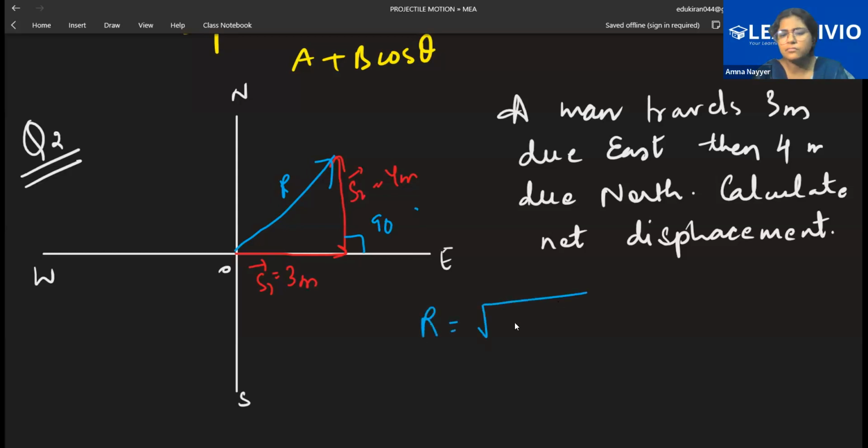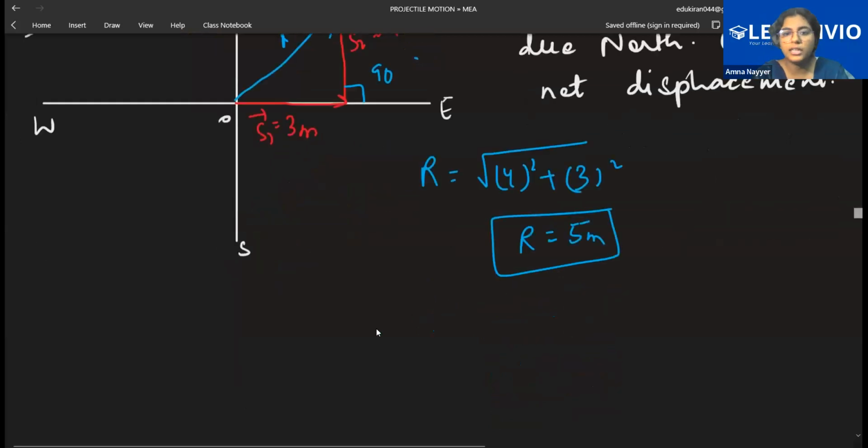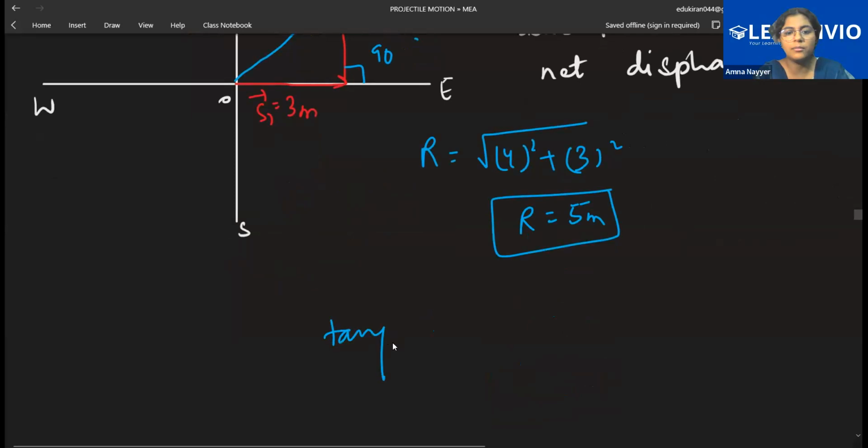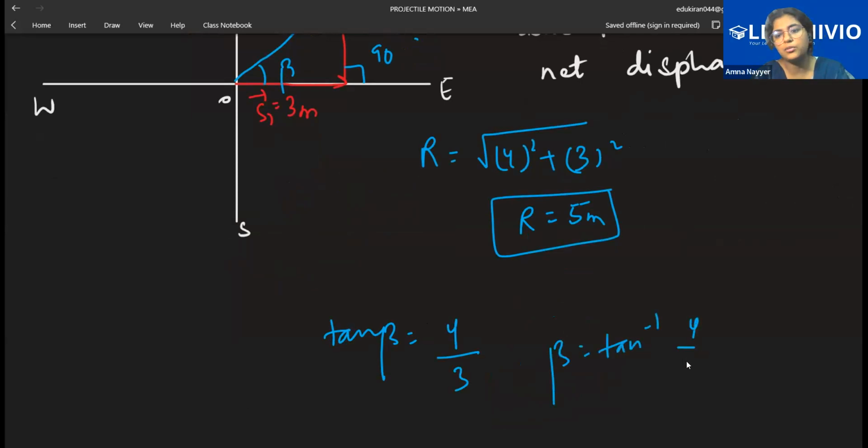Very easy question, class. Under root 4 square plus 3 square, resultant is 5 meters. But this is just the magnitude. For the direction, if we calculate tan beta, firstly I have to mark beta. That is perpendicular over base, which is 4 by 3. So beta is tan inverse 4 by 3. We'll see polygon law also. Quickly write down this, class.